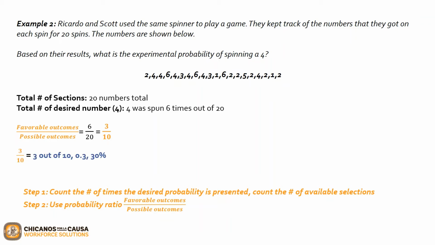3 over 10 then actually equals 3 out of 10 times. So 3 out of 10 times, or 3 out of 10 spins, we're going to get the number 4. We can then further put this into a decimal, which would be 0.3, or if we want a percentage, it would be 30%.